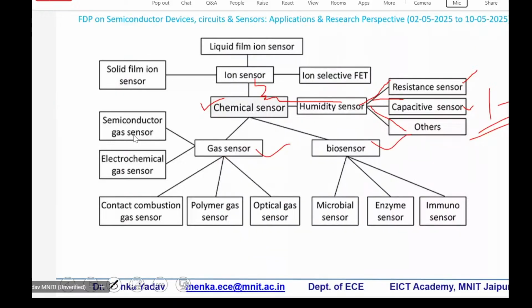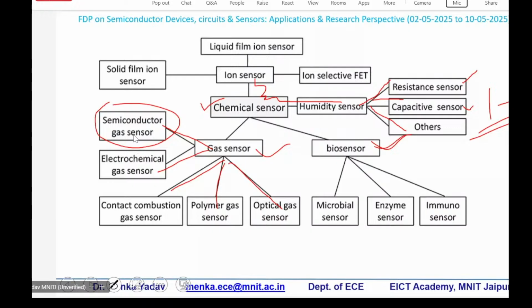So gas sensor can be semiconductor gas sensor, electrochemical gas sensor, contact combustion gas sensor, polymer gas sensor, optical gas sensor, etc. So we can have the category according to our branch, we can have the category of semiconductor gas sensor. How is it going to work? So gas is being bombarded at some surface. That surface parametrics will get changed, and that change in the surface parametrics will actually be seen as your device characteristics.